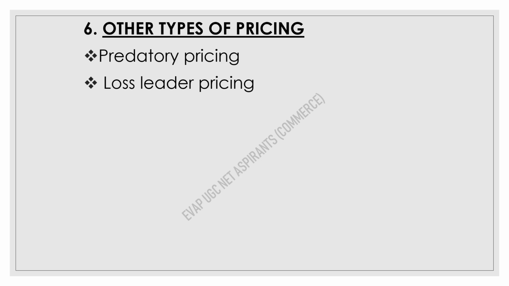The other types of pricing are predatory pricing and loss leader pricing. So what is loss leader pricing? In loss leader pricing, a product is priced at lower rates to attract the customers. That is called loss leader pricing. Next is predatory pricing. Predatory pricing is nothing but an illegal practice to set unreasonably low prices to force competitors out of business. It is an illegal method to force competitors out of business. That is, they sell products lesser than the price that is quoted by the government or government regulations. That is called predatory pricing.